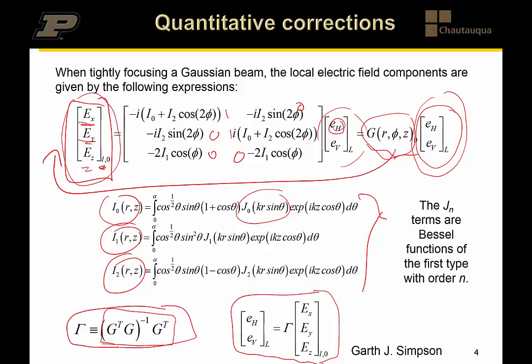But again, it's just like G, it's entirely deterministic. As long as we know where in the focal point we're looking, we can just calculate that matrix. And gamma is a 2 by 3 matrix instead of a 3 by 2 matrix. But each of them is known.